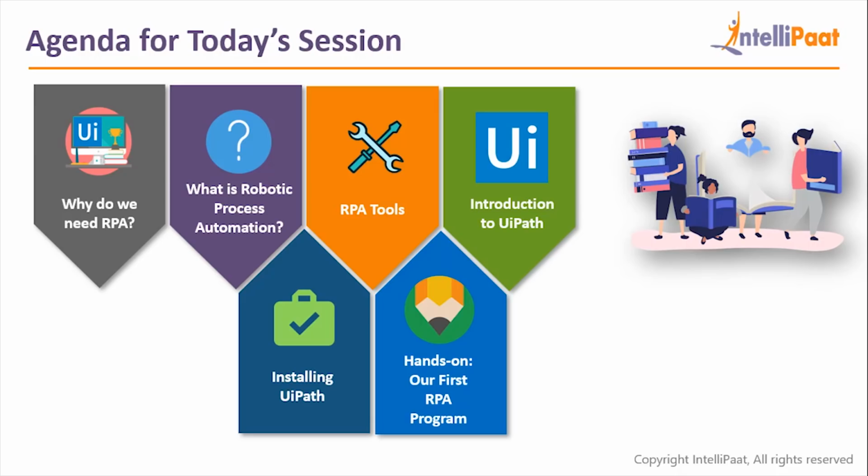in today's session. So we'll start this session by first discussing why do we need RPA and then move on to discuss what is robotic process automation exactly. After that, we're going to discuss some of the most popular tools that can be used to implement the RPA technology, followed by an introduction to the most popular tool, which is UiPath. After that, I'm going to show you guys how you can install UiPath on your system, followed by a hands-on session, which will be our first RPA program today. Alright, so guys, this is our agenda for today's session.